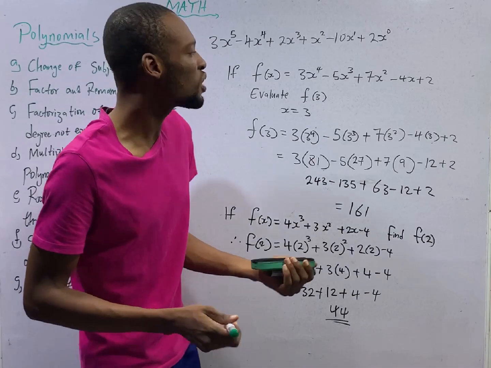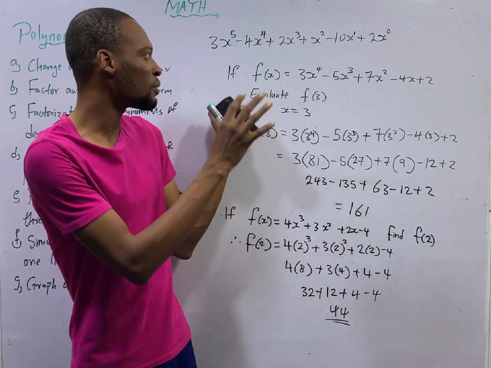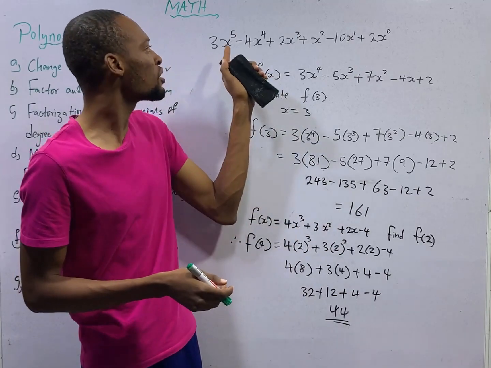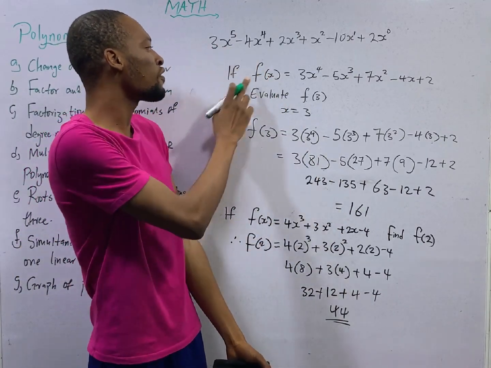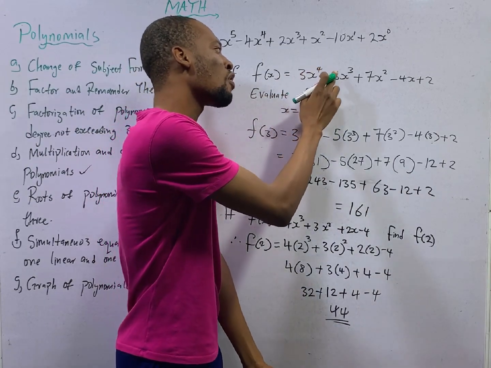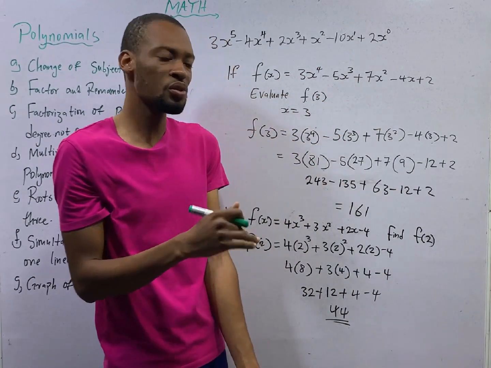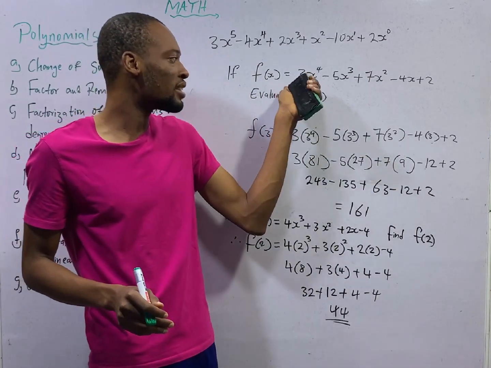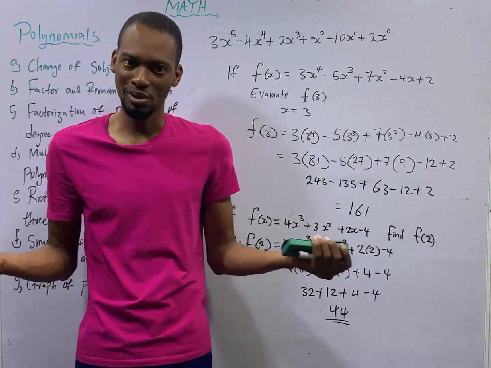So anywhere you see a question like this, you give an expression and you are asked to look for the function of a value. If the function of t is equal to 3t raised to the power of 4 minus 5t, any letter they use doesn't matter. The letter doesn't matter. It must not be s. So that is how you substitute polynomials.